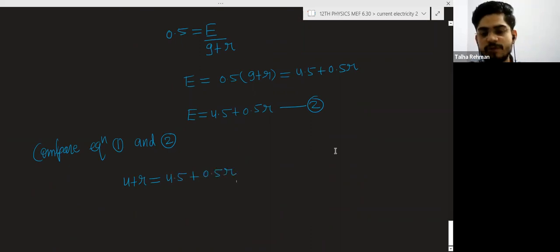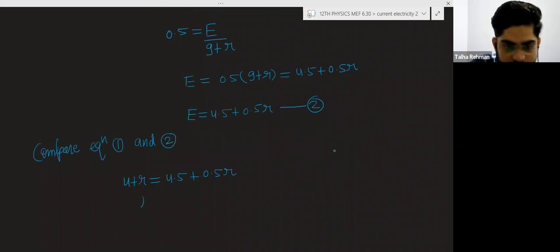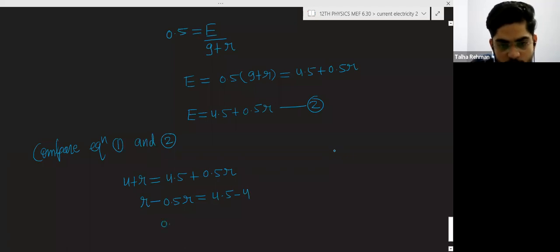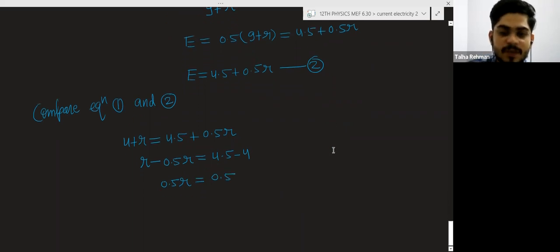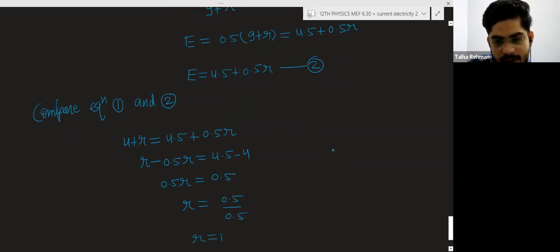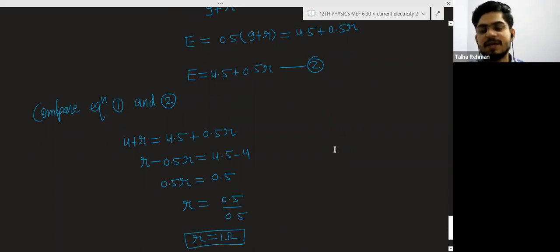Now we have to solve for R. So here is R, and here you can write 0.5 R, and here is 4.5 minus 4. So here you will get 0.5 R is equal to 0.5. And R you will get 0.5 divided by 0.5, and the value of R will become 1 ohm. So the internal resistance of the cell is 1 ohm.